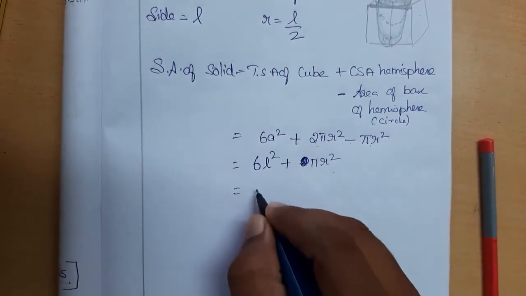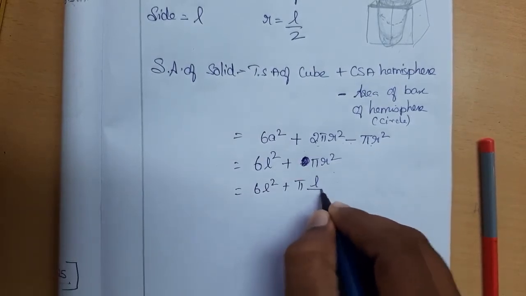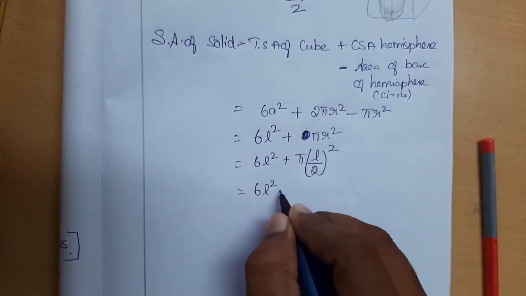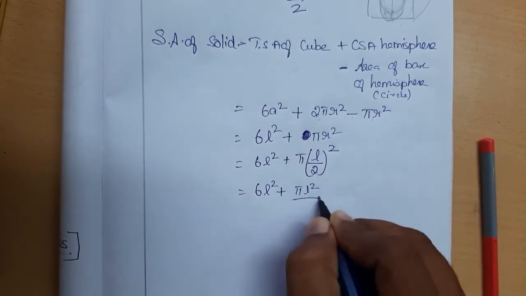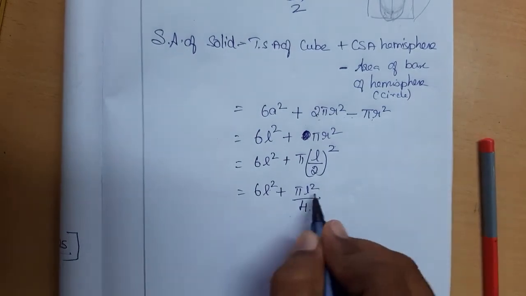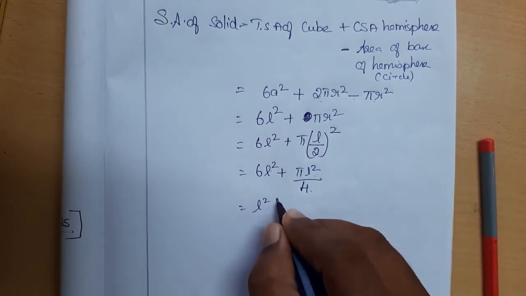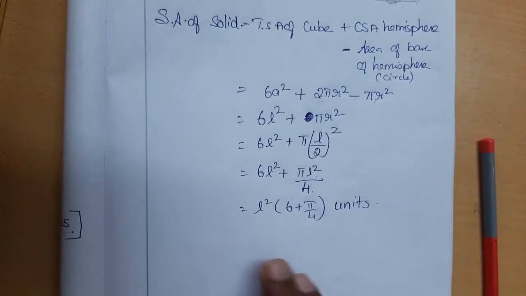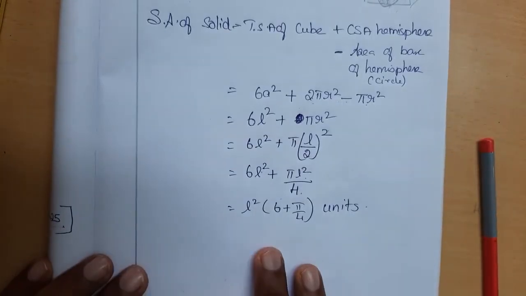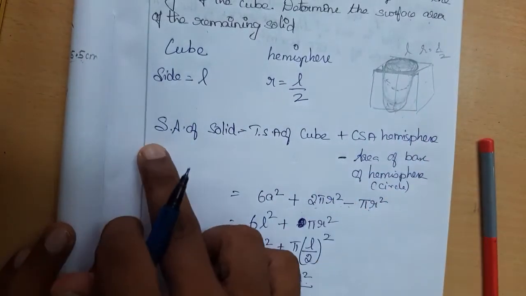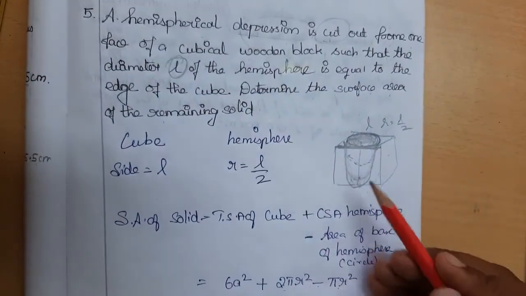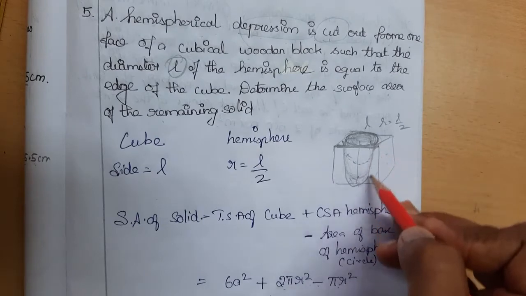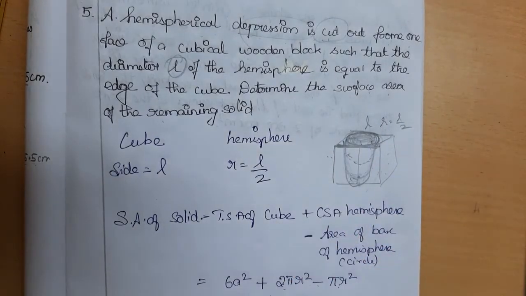So next step, let me substitute the r value there. 6L square plus pi into r, which is L by 2 the whole square, right? So it will become 6L square plus pi L square divided by 4. L square is common, we can take it out. So it is L square times (6 plus pi by 4) units. So this is the general answer we got, since no value is given for the radius or edge. While solving these problems, we have to be very careful. We have to see what surfaces are there and what surfaces are cut out. Here the circular base of the hemisphere is cut out, so that is subtracted, and the other thing, both the curved surface area of the hemisphere and the total surface area of the cube are added.